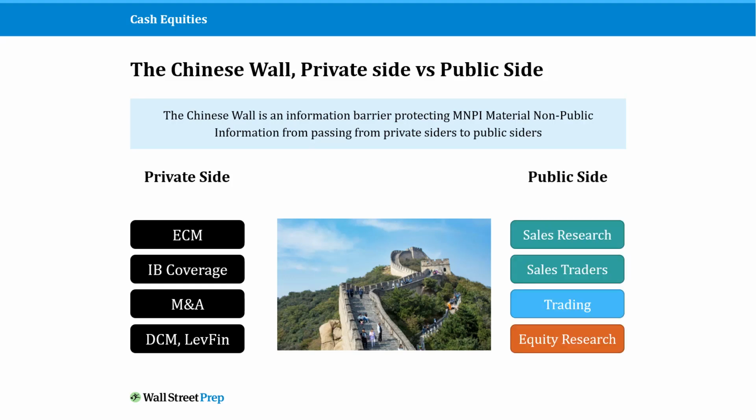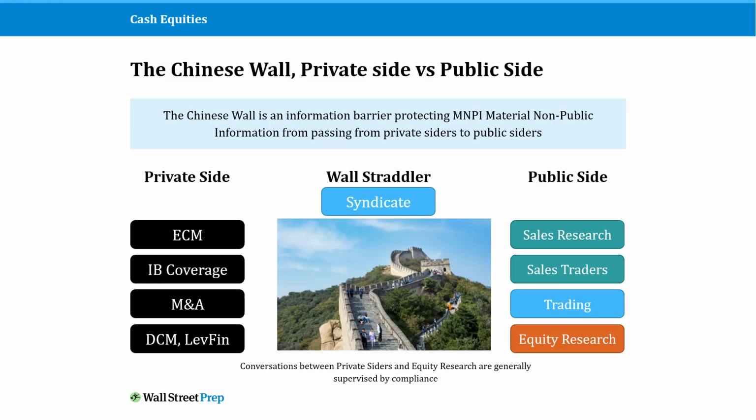On the other side of the Chinese wall is the public side: sales research, sales traders, trading, and equity research. Most of the trading floor is on the public side, and the private side ECM and bankers usually sit on a different floor. Syndicate, who is a liaison between ECM and sales on IPO transactions, get to sit on the trading floor, but have private side information and are usually in a separate box.